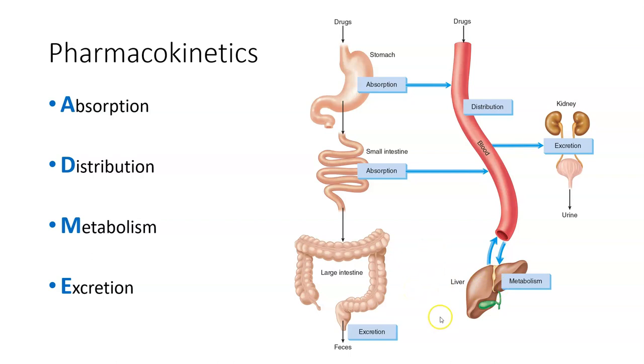And then excretion. Most of our drugs are actually going to be excreted out through our kidneys, from the bloodstream. Some will only stay in the GI system, and they'll actually be eliminated out with your feces. But if it gets absorbed into the bloodstream, it's going through the kidneys.